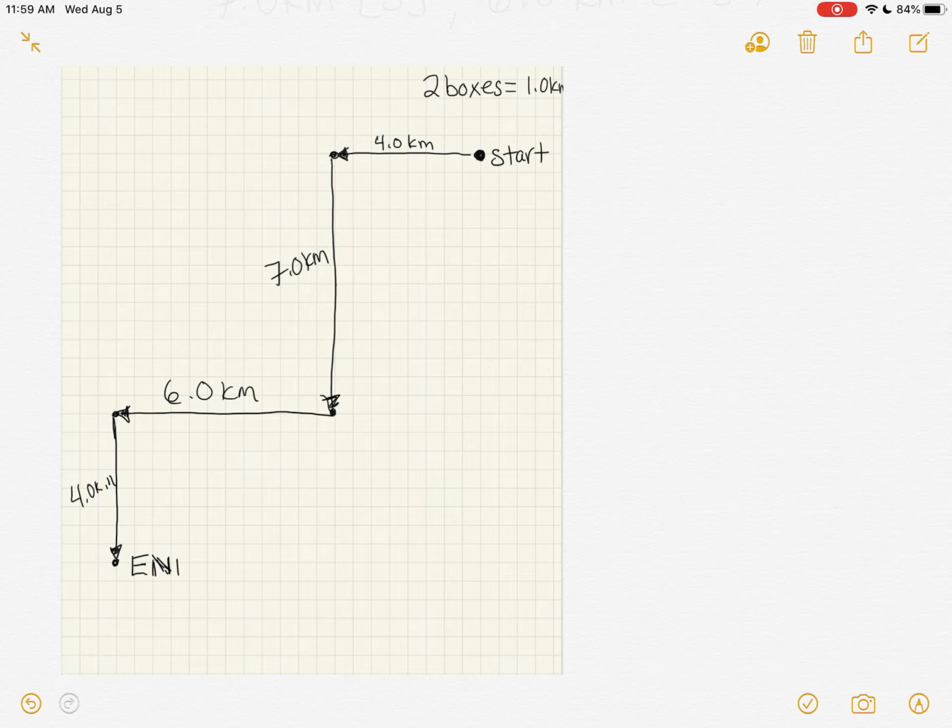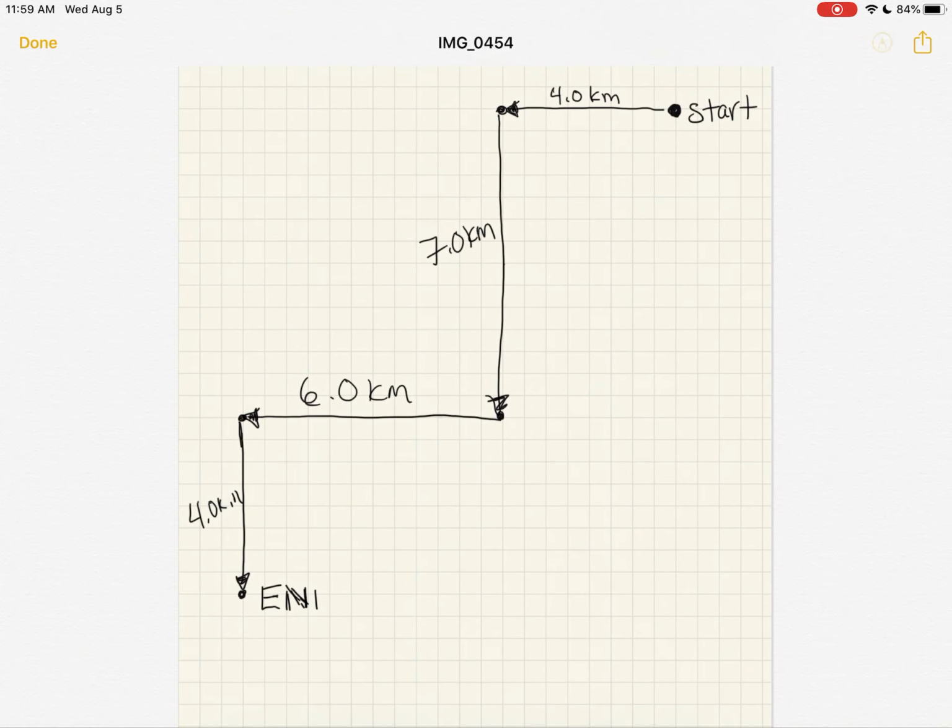Okay, so hopefully we got our picture drawn. What I wasn't able to put on my picture is that, let's try it one more time.